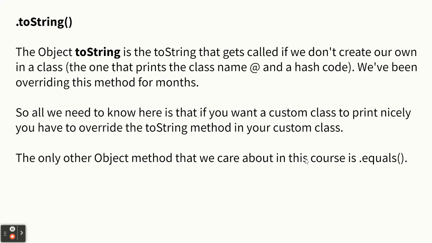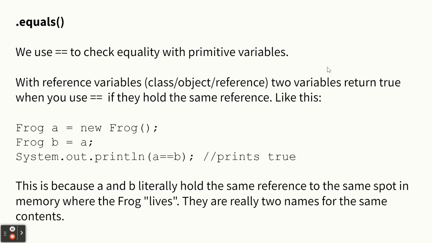ToString, just talking about that for a second. ToString in the object class is what gets called when we write a custom class but don't create our own toString method. It ends up calling object, and object returns that hash code, the @ symbol and the code. Somebody had to be doing that, right? So it turns out it was the object class. And we've been overriding that toString method with our own. Overriding is when you have a method with the same name as a parent, it does the child one instead of the parent one. So the only other object method that we care about is the dot equals method.